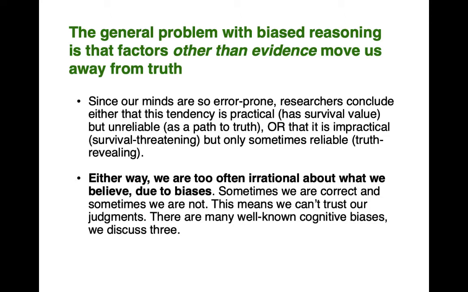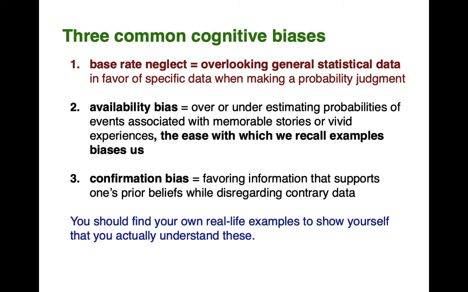There are many well-known cognitive biases. We discuss 3. Here are 3 of the most common cognitive biases: base rate neglect, availability bias, and confirmation bias. You should find your own real-life examples to show yourself that you actually understand these. We'll start with base rate neglect.